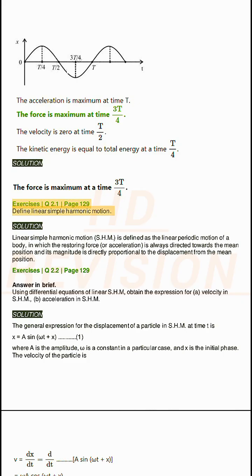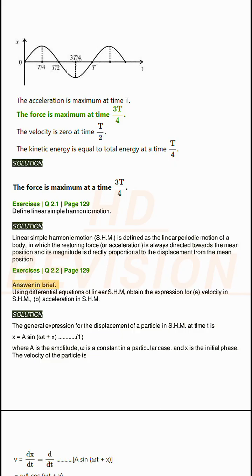Exercises Q2.1, page 129. Define linear simple harmonic motion. Solution. Linear simple harmonic motion (SHM) is defined as the linear periodic motion of a body, in which the restoring force, or acceleration, is always directed towards the mean position and its magnitude is directly proportional to the displacement from the mean position.